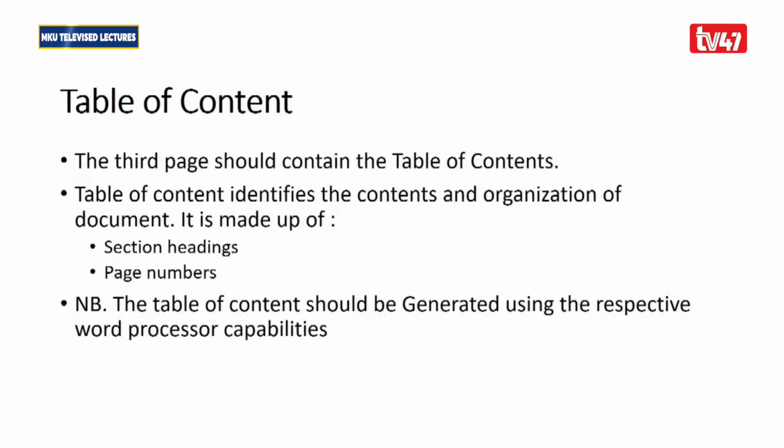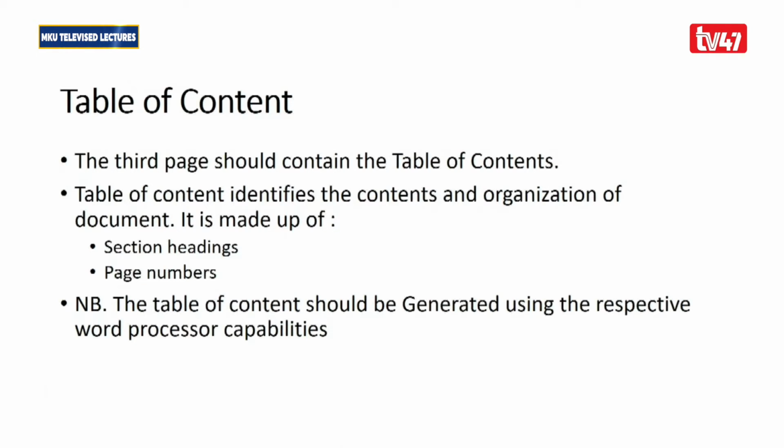And then we go to the third page, which is the table of contents. Now the table of contents will be automatically generated by you as you develop your project. Now this is usually the third page, and it should contain the table of contents. Most of the word processors support automatic generation of table of contents. So table of contents basically identifies the contents and organization of the document. So it is basically what the document entails. Now it is made up of the section headings and the page numbers.